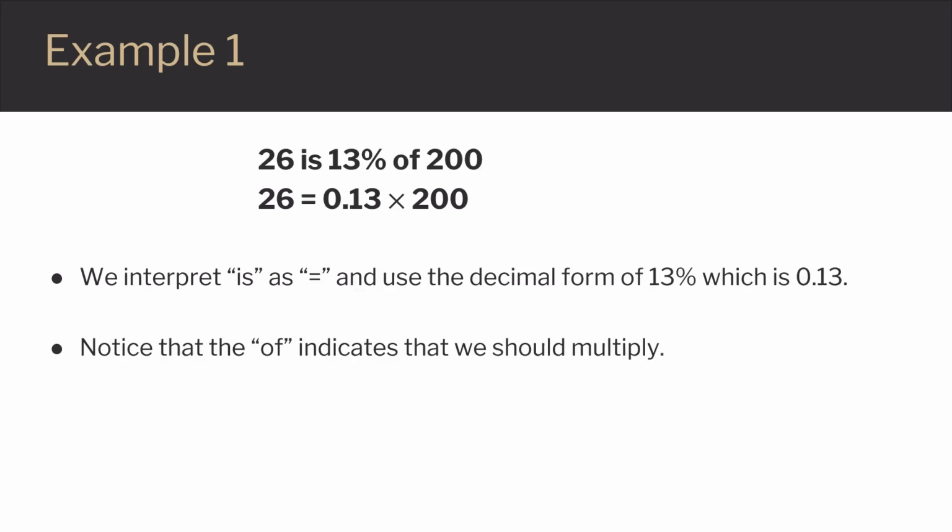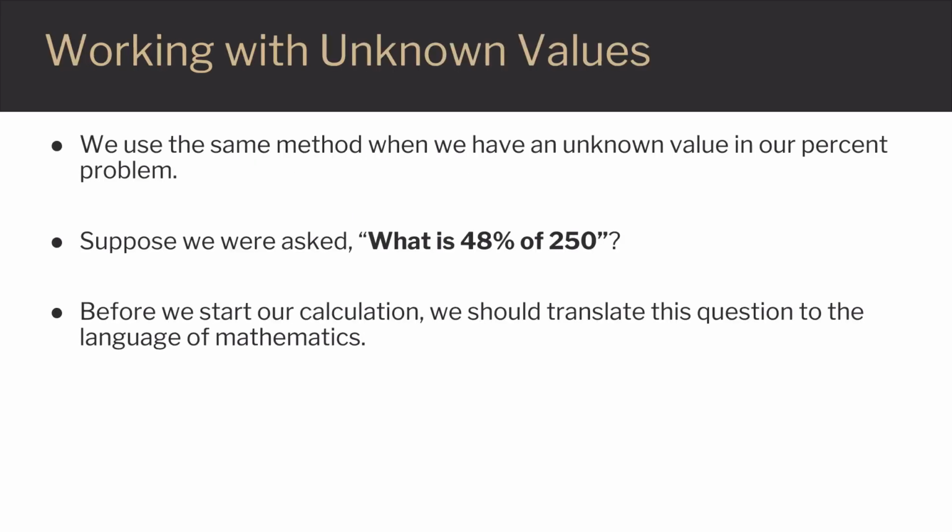How did the translation work? Notice what we did. We interpret is as is equal to and use an equal sign. And we convert 13% to a decimal form, which is 0.13. The word of indicates that we should multiply. We'll use the same method when we have an unknown value in our percent problem.